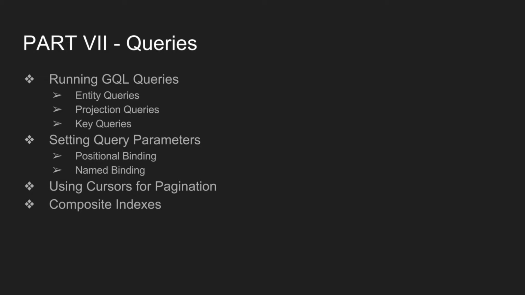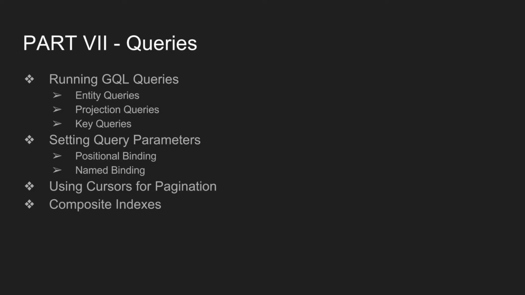Coming to the next part, we'll write code and learn all about queries. Catatumbo supports querying through GQL. So we'll learn about entity queries, projection queries, key queries or key-only queries. And then I'll show you some sample code on how to set parameters when running a query using either positional binding or named binding. And then I'll also demonstrate how we can get only a page of results and then navigate to the next page using cursors.